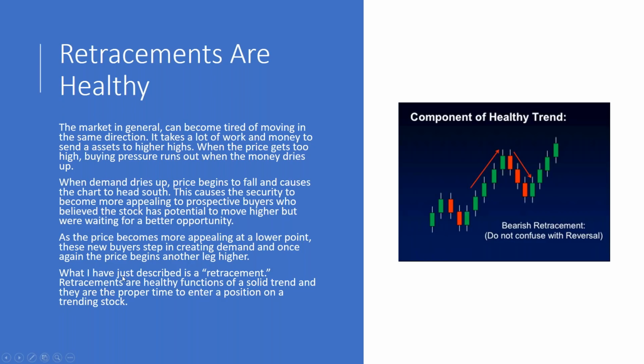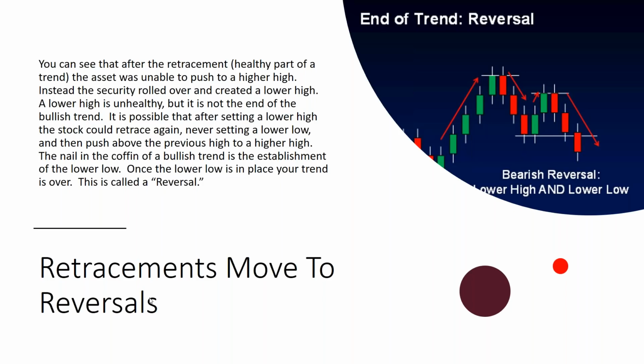Okay. So what I have just described is a retracement. Retracements are healthy functions of a solid trend, and they are the proper time to enter a position on a trending asset. In other words, you've done all your evaluation. It doesn't matter where you are in a trend. You got an alert. Your fib levels got crossed, or your Bollinger Bands did what they did, or MACD gave you a buy signal, and you want to buy into that market. But you don't want to buy at the top of the market. So the proper way to enter is to ask, what price will I enter that market at? You see that next support line, and you say, if it bounces off that support line, I'll buy, because you're buying into the uptrend. You just want to buy at the best available price.